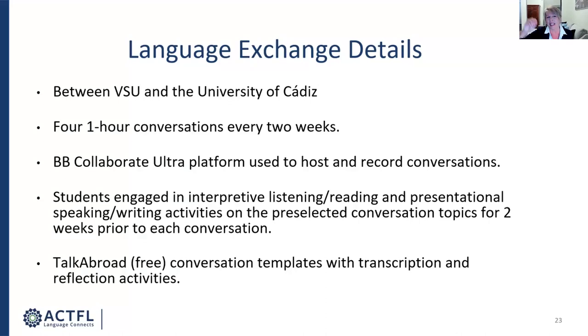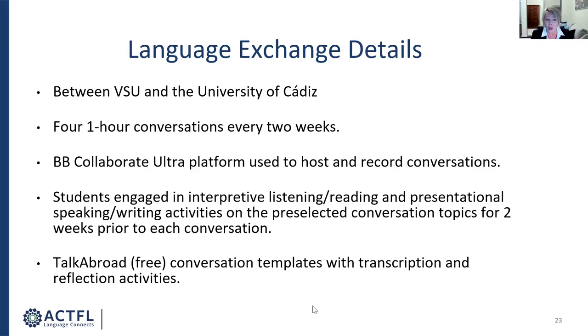If you don't have connections to faculty outside the United States, I have a slide towards the end of the presentation that shows you websites where you can go and locate other teachers and other students who want to get involved in a language exchange. So even if you don't know anybody, you can still do this.